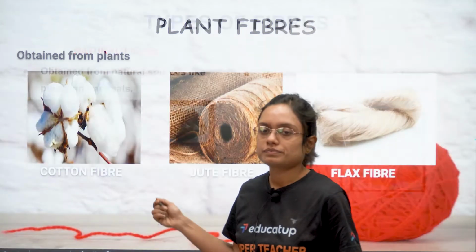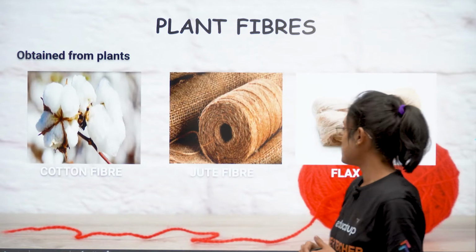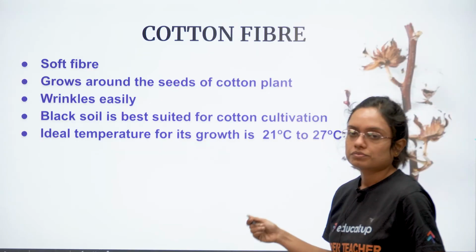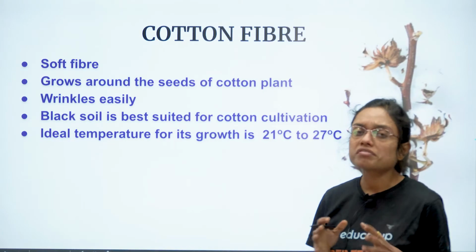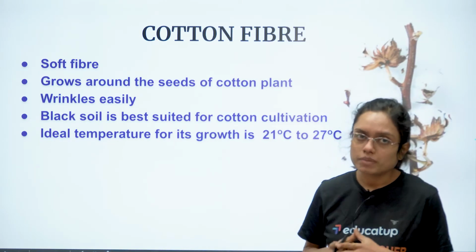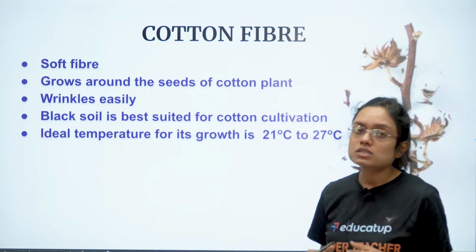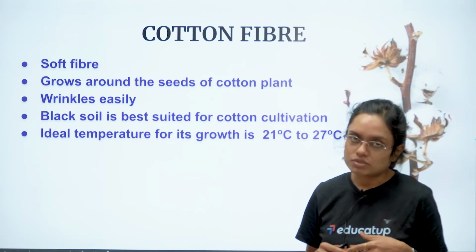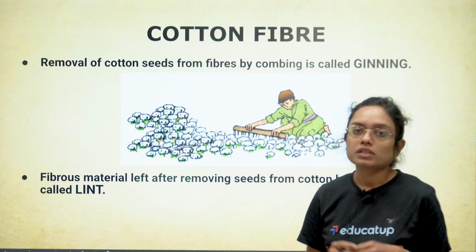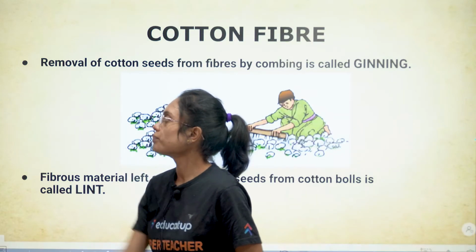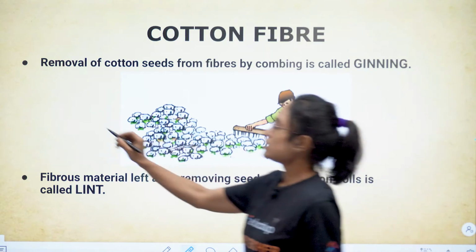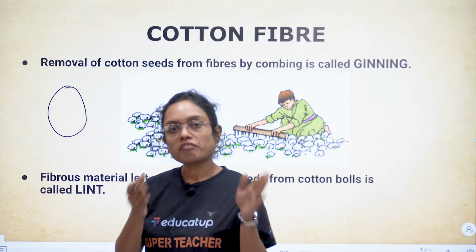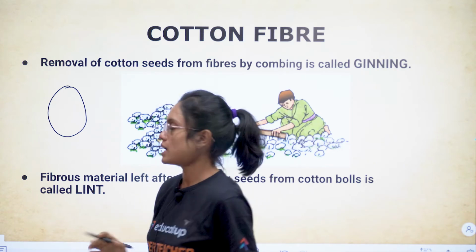Now let's move ahead. Now, plant fibers. Basically from plants we get three fibers: cotton fiber, jute fiber and flax fiber. Now, cotton fiber. Cotton is a very soft fiber and it grows around the seeds of the cotton plant. It wrinkles easily. Black soil is best suited for the cultivation of the cotton plant, and that too at an ideal temperature of 21 to 27 degrees Celsius. Now, you need to understand a few points about cotton fiber. The fruit of the cotton plant actually looks just like a lemon. You have all seen a lemon. As the lemon looks, the fruit of a cotton plant is also almost similar in size and shape.